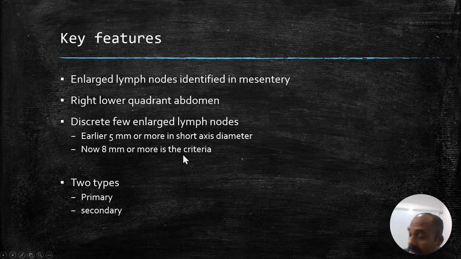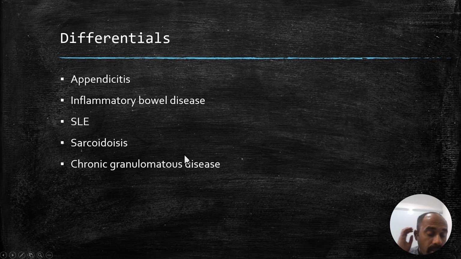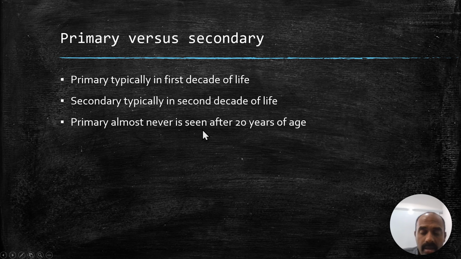There are two types, primary and secondary lymphadenitis. Secondary is when it is due to a secondary cause, like for example, appendicitis, inflammatory bowel disease, SLE, sarcoidosis, or other chronic granulomatous disease. The primary mesenteric lymphadenitis typically occurs in the first decade of life, while secondary causes usually occur in the second decade of life. Almost never would you encounter primary mesenteric lymphadenitis after 20 years of age.